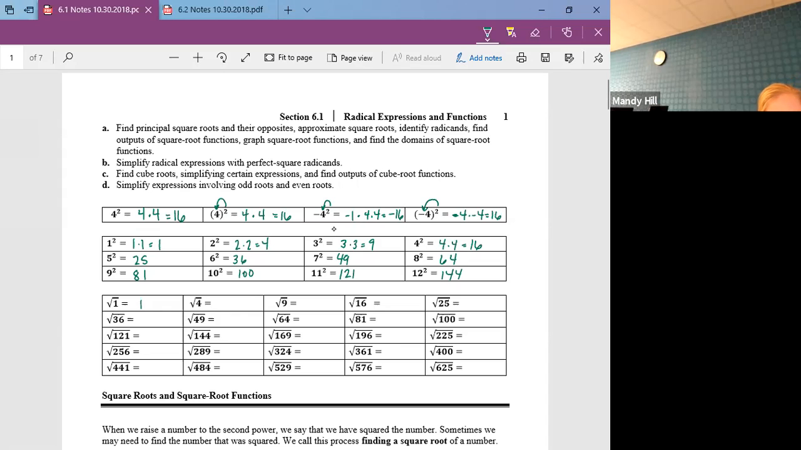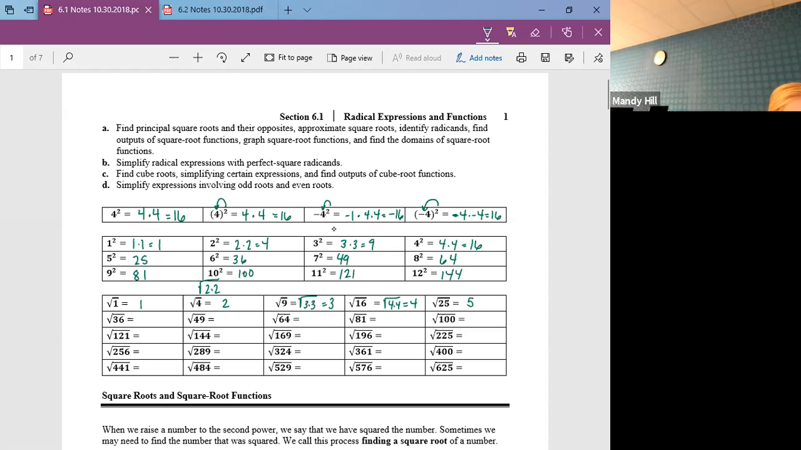Now, the square root of 4 is 2 because we can rewrite that as 2 times 2, and we're looking for a pair of the same things that are going to equal that. The square root of 9 is 3 because 3 times 3 is 9. The square root of 16 is 4 because 4 times 4 is 16.